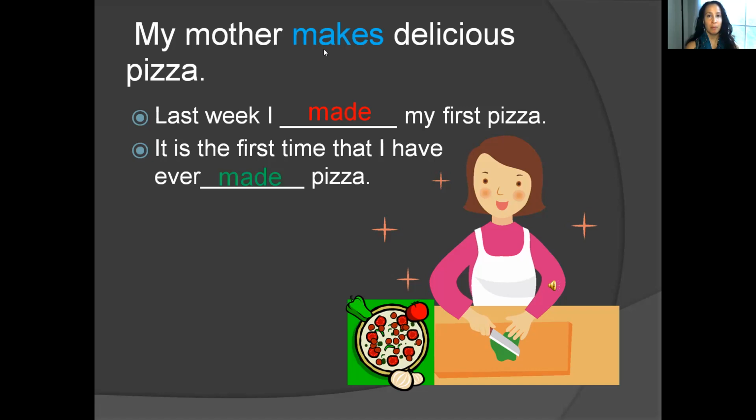So here we go. My mother makes delicious pizza. Last week, I made my first pizza. It wouldn't be last week, I make my first pizza. It's made. It is the first time that I have ever made pizza. It would not be, it is the first time that I have ever make pizza. So remember, these are made. Did you get that? I hope you did. Congratulations if you did. If not, no worries. We can just go back to the last session, classroom, on irregular verbs, okay?